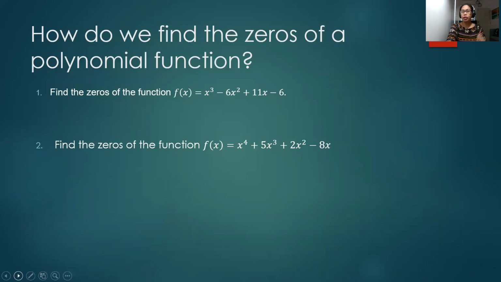Here, how do we find the zeros of a polynomial function? One can be done by factoring. The other one can be done by working on either of the theorems that I have discussed. So we can work on the remainder theorem or the factor theorem.